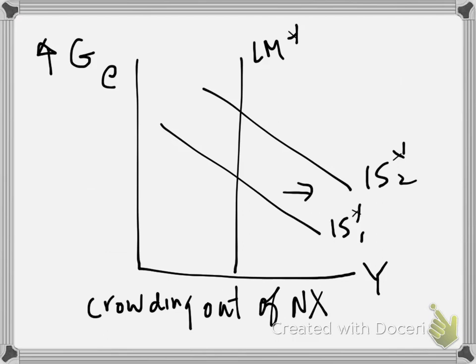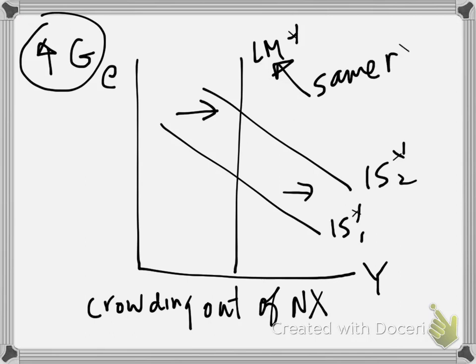When we have an increase in government spending, the IS curve shifts out as normal. But since the world interest rate is the same, our LM curve cannot shift. So our GDP stays the same. The rise in government spending simply crowds out exports. The exchange rate appreciates, and net exports are perfectly crowded out.